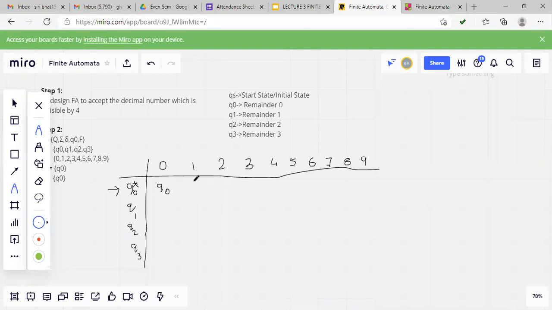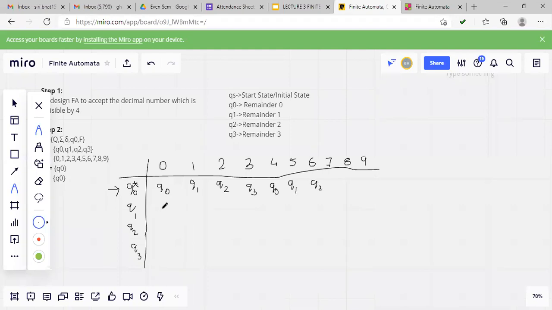Q0 on 1. It is 0, 1. So it is Q1. Q0 on 2 is Q2. Very good. Q0 on 3 is Q3. Q0 on 4 is Q0. Very good, you have understood it very well. Q0 on 5 is Q1. Q0 on 6 is Q2. Okay, so you have understood.